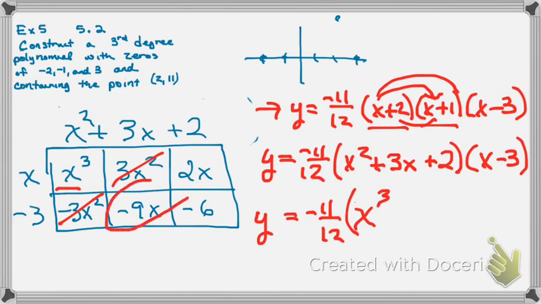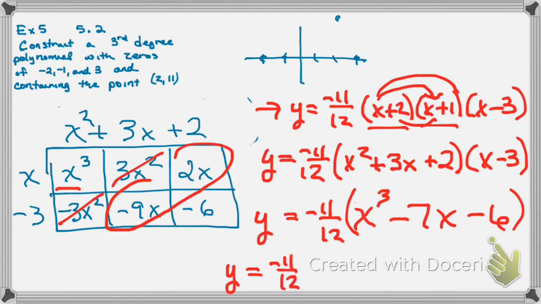But these two are like terms. I can put those together. That gives me negative 7x, and then I have a minus 6 left on the end. So now I've got to take all of that times negative 11 twelfths, and then I'll have my answer. So y is equal to negative 11 twelfths times x cubed. Plus, why do I have a plus sign? Because negative times negative is a positive.